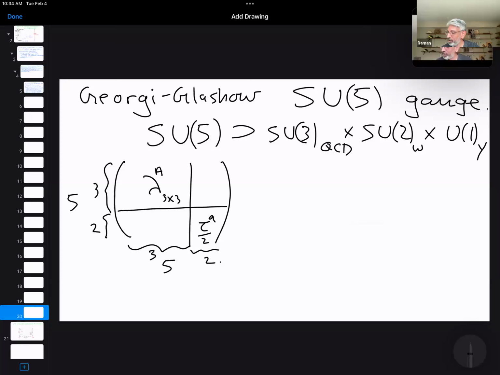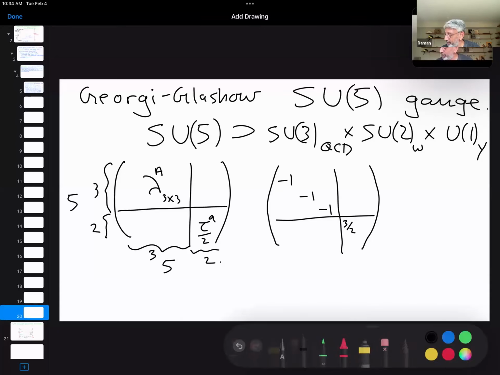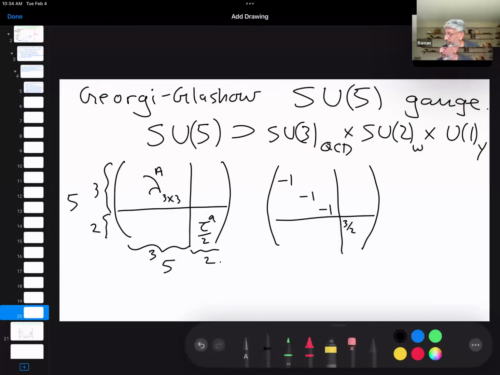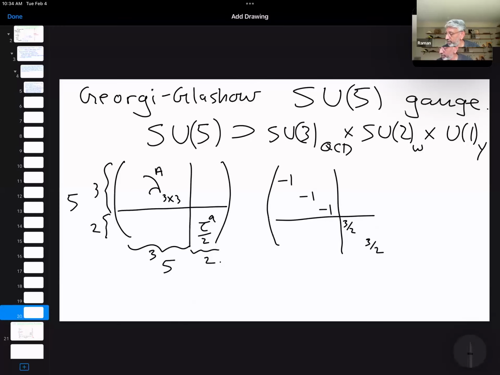And so we can notice that, I'll just give myself another copy, in this split that I could have, I think the way I want to write it was, yeah, -1, -1, -1, 3/2, and 3/2, okay, and zeros everywhere else. Okay, so consider this diagonal generator.